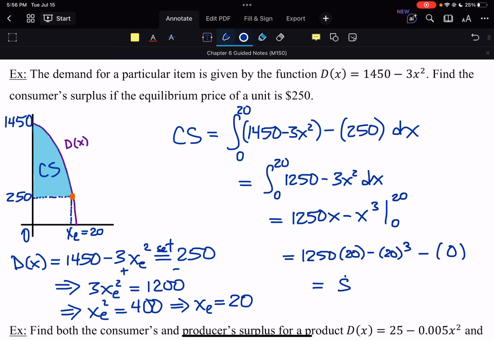This ends up working out to 16,000, which in context would be $16,000 in consumer surplus. So the consumers have gained $16,000 by not spending higher prices and rather just paying the $250 at equilibrium.